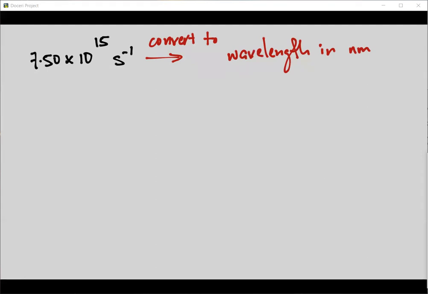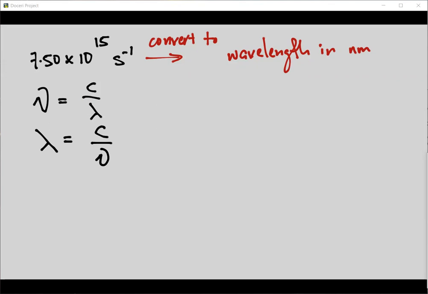Well, since we have frequency right over here and you're trying to convert this to wavelength, we can use that equation for frequency and rearrange that to solve for wavelength. So the equation is frequency equals speed of light divided by wavelength. And so you can rearrange this mathematically and isolate wavelength by itself. All you have to do is switch frequency and wavelength in the equation. And so we have wavelength equals c over frequency.